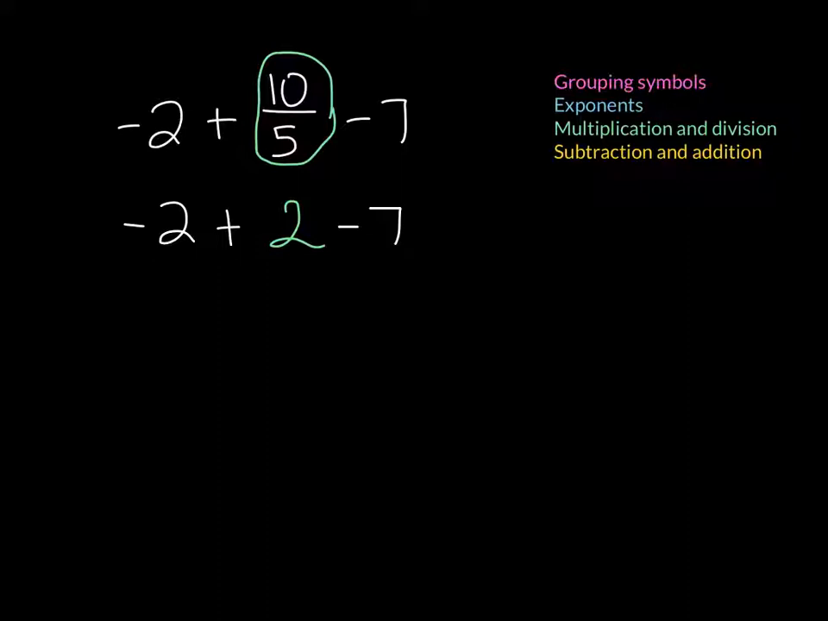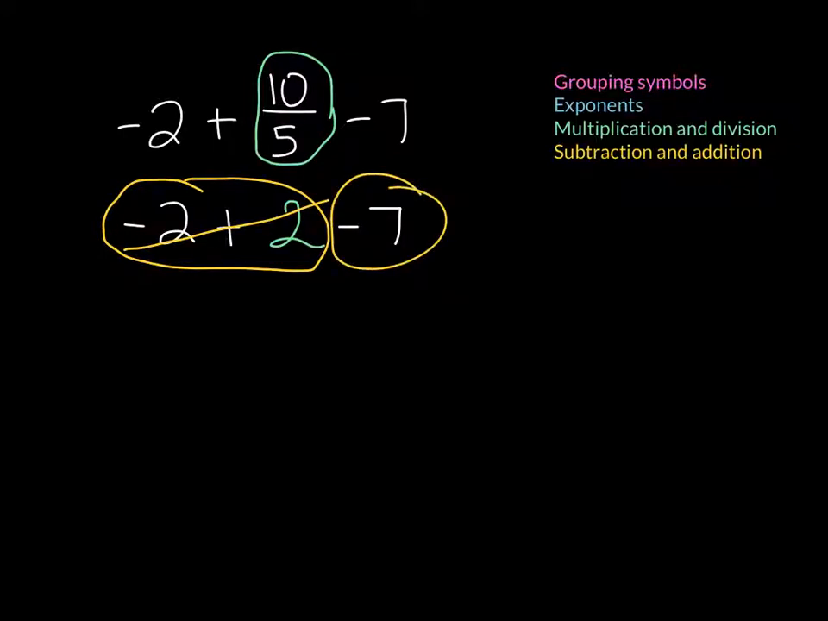Now, if you look here, we're down to subtraction and addition. But right here, we have a negative 2 and a positive 2. Those are opposites. And we know anytime we have opposites, they cancel because they equal 0. And so we are left with negative 7. So our answer is negative 7.